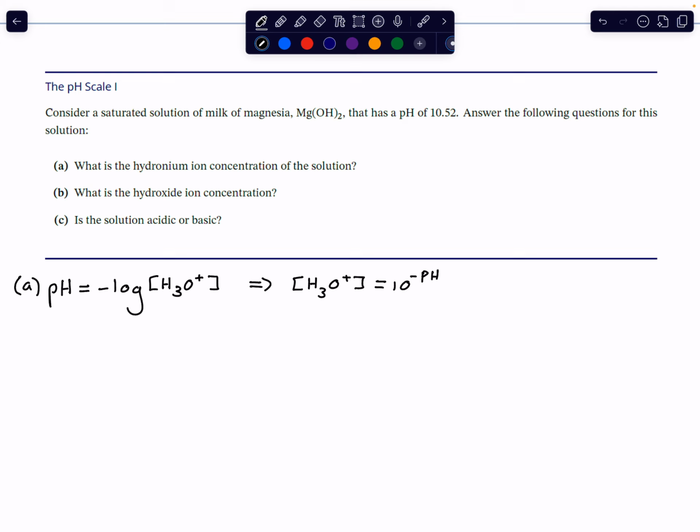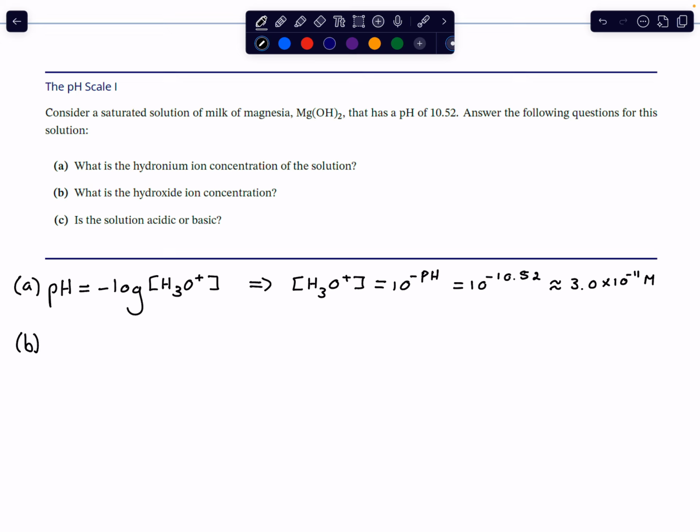So we take the pH and we say 10 to the negative 10.52, right? Because we're told that the pH is 10.52. And how the pH works, remember, we only look here at all the significant figures after the decimal point. And so that means if we round this, we get a value of 3.0 times 10 to the negative 11 molar. Okay. Cool, so that is our hydronium ion concentration.